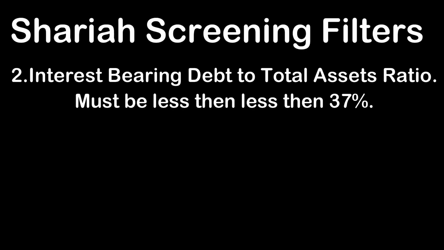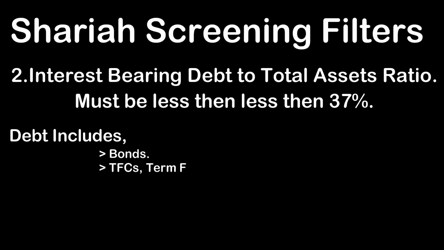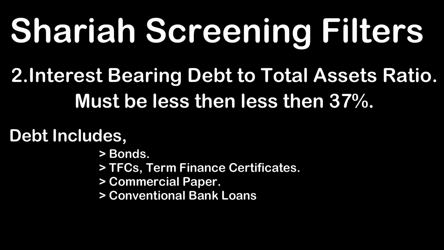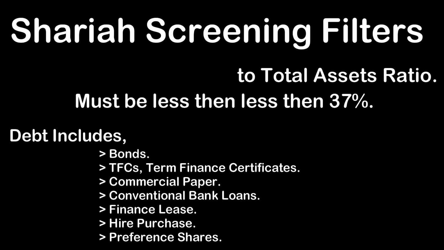The second filter is interest-bearing debt to total assets ratio. The interest-bearing debt to assets ratio should be less than 37%. Debt, in this case, is classified as any interest-bearing debt, including bonds, TFCs, commercial paper, conventional bank loans, finance lease, hire purchase, issuing preference shares, etc.